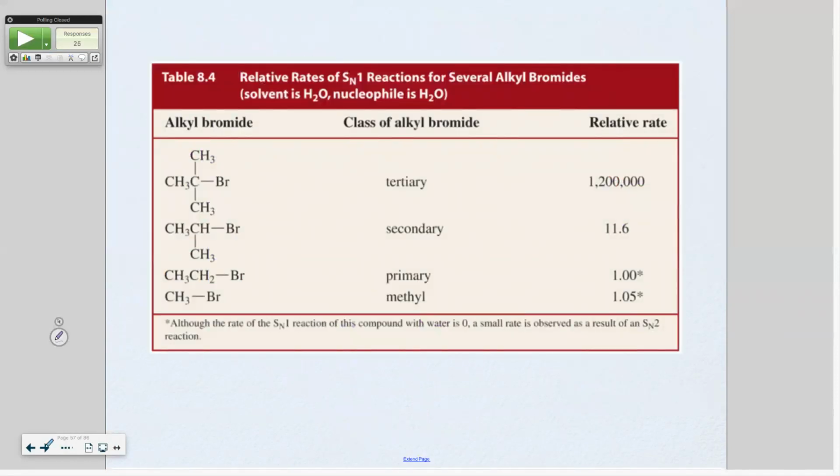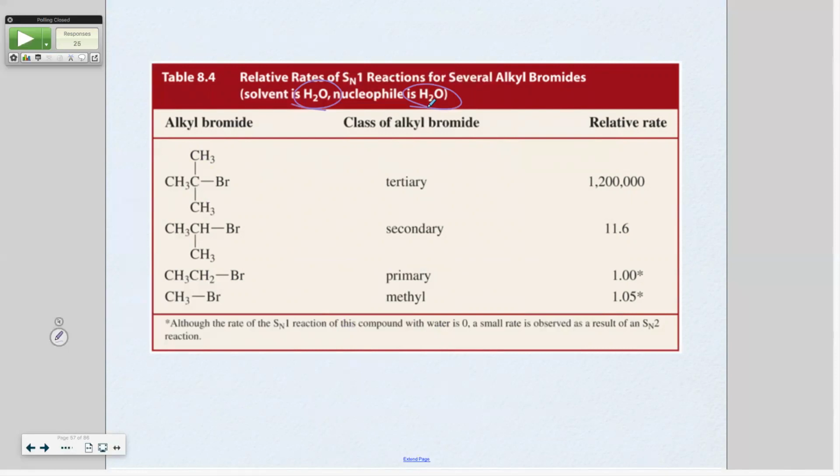All right, so this slide simply shows you the relative rates of SN1 reactions for alkyl bromides with water. Okay, the nucleophile is water. The solvent is water. That's called a solvolysis reaction. Okay, so this one is 1.2 million times faster than the primary one. Notice the secondary one is 11.6 because we can still make a carbocation, but it's not as stable as a tertiary carbocation.